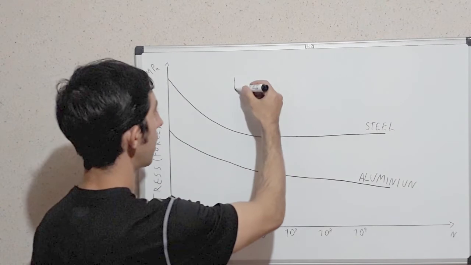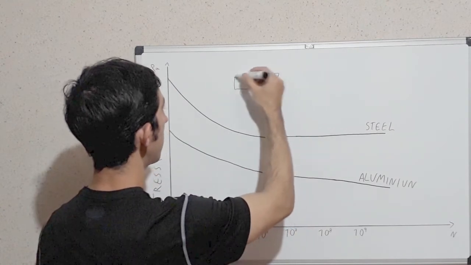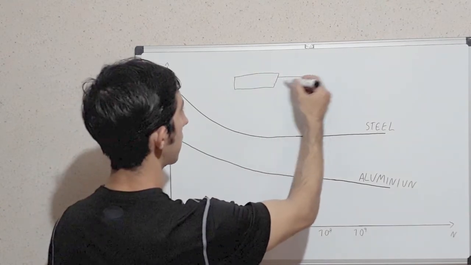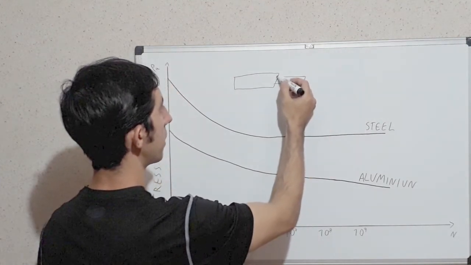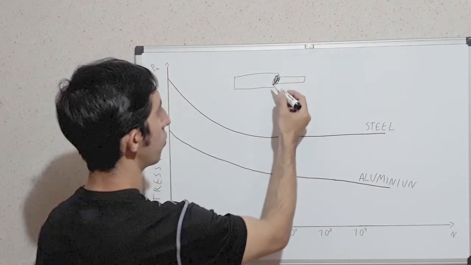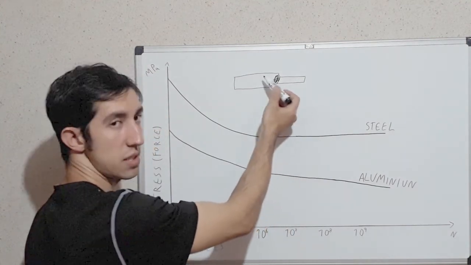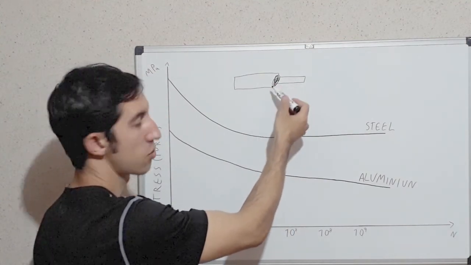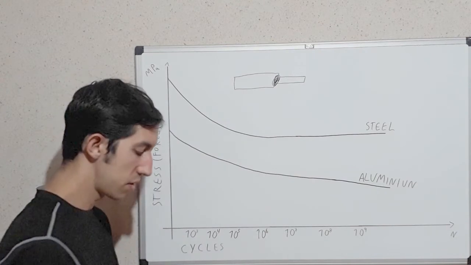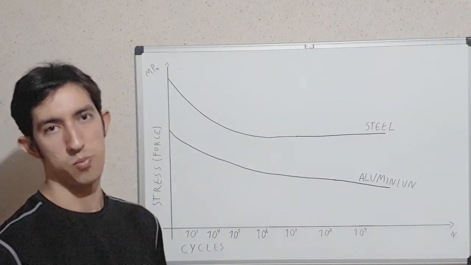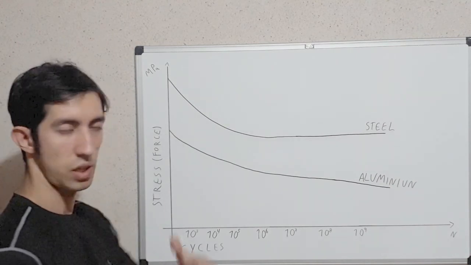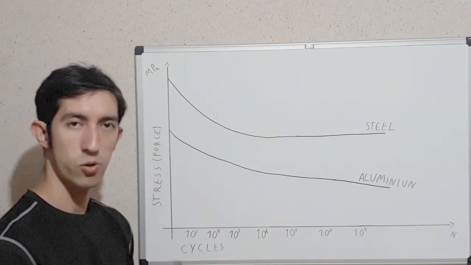Let's say that we have an axle here and then a smaller section at the end. Here we concentrate tensions that lead to these small cracks. Temperature changes also lead to these small cracks as we increase the temperature or decrease the temperature.